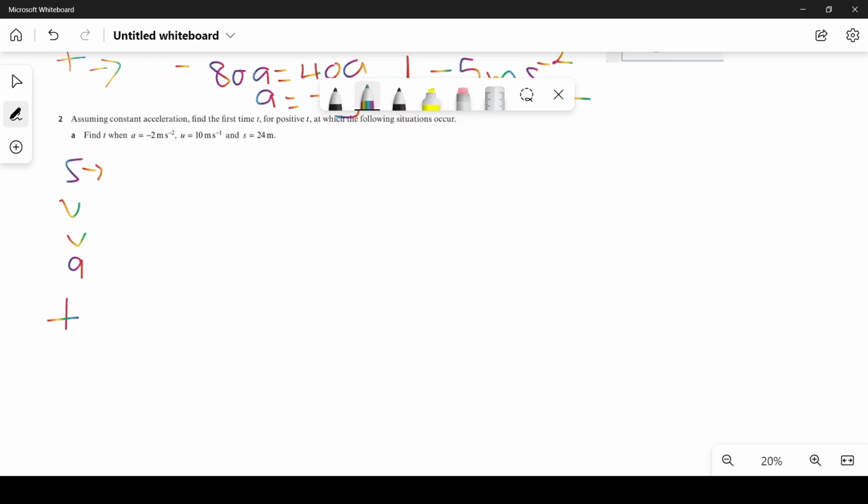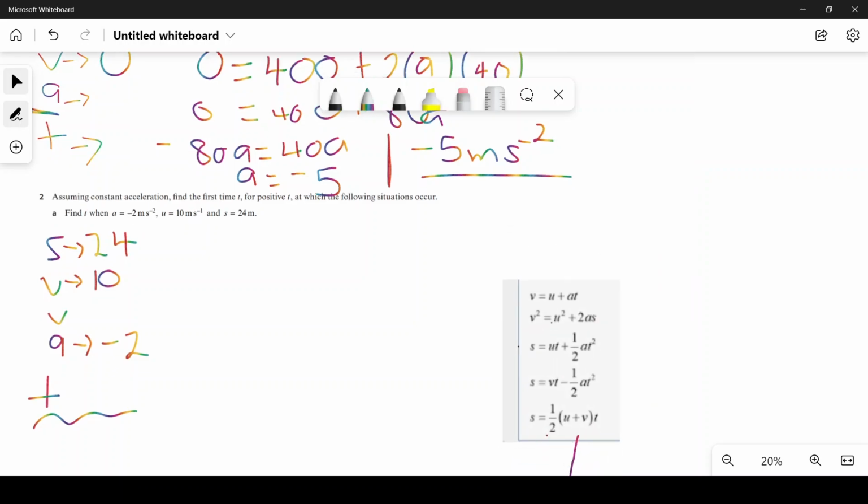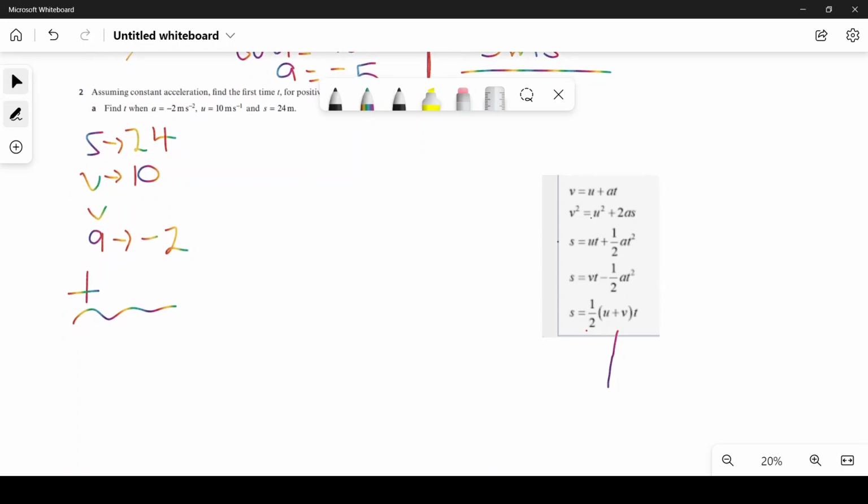We've got the initial displacement. We've got displacement 24, acceleration negative 2, U 10, and they want us to find the time. So let's just try out finding the equation that we need to use here. So we've got S, we've got U, we've got A, and they've asked us for time t.